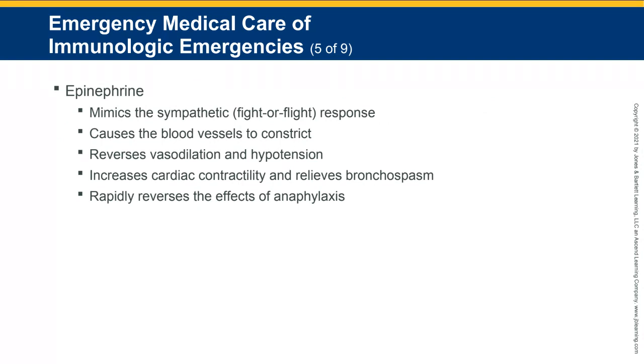Epinephrine. Epinephrine mimics the sympathetic fight or flight response. It causes the blood vessels to constrict, and it reverses vasodilation and hypotension. So those are the two main problems in anaphylactic reaction, and epinephrine reverses these issues. It increases cardiac contractility and relieves bronchospasm, rapidly reversing the effects of anaphylaxis.